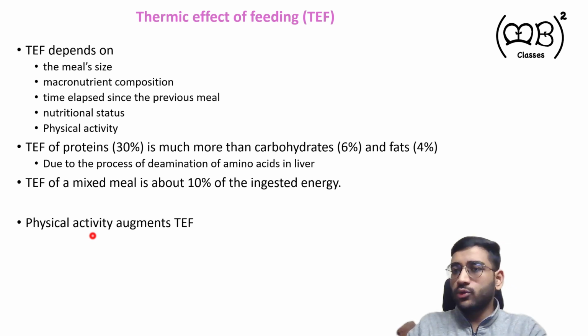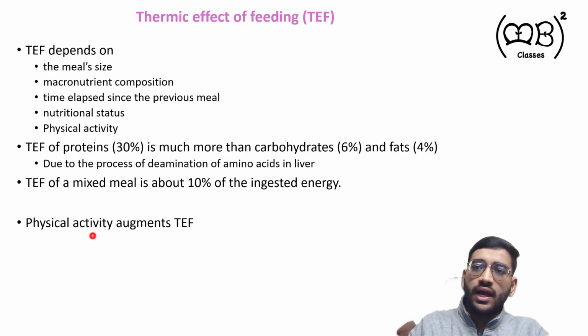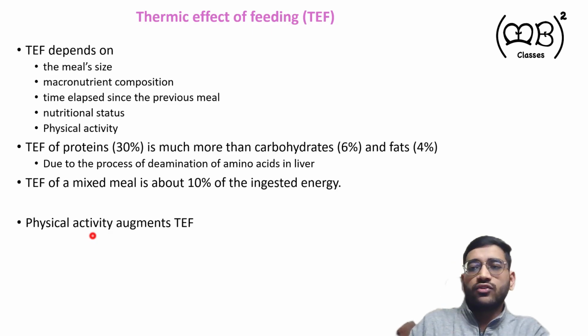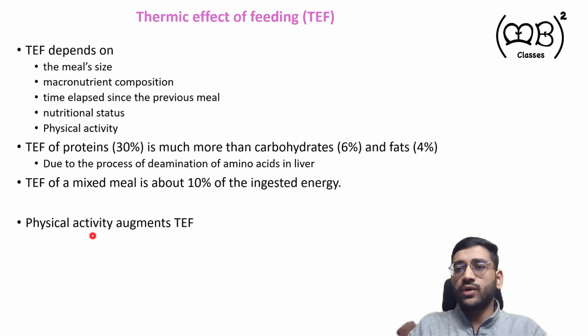If we go into the details of macronutrient composition, the TEF of proteins is much more than that of carbohydrates and fats. So if you are taking a high protein meal, then the dietary induced thermogenesis would be more than if you are taking a carbohydrate or fatty diet. This is due to the process of deamination of amino acids in the liver, which requires more energy. So energy expenditure is more. That is why proteins have more TEF.